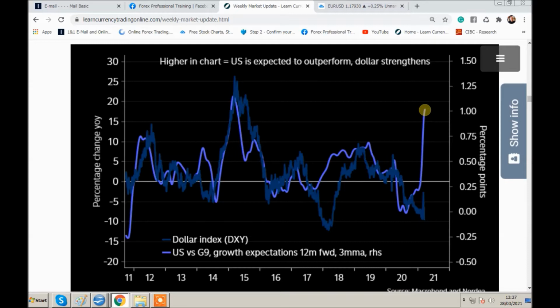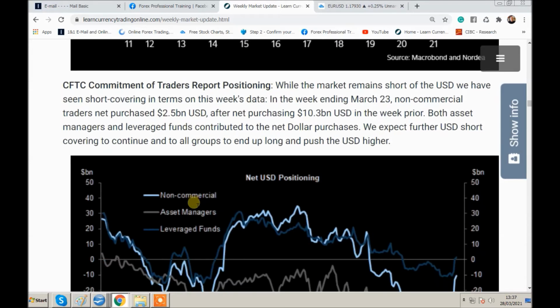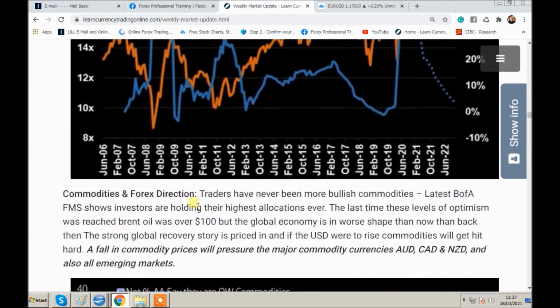Now, normally you'd have the currency responding to this. Look at the dollar index down here. Look at that gap. It's huge. That cannot continue in our view. This is very supportive of the euro going down against the USD. Of the G9 nations, expectations for the eurozone are not that great. And there's a reason why, which is the COVID impact, which I'll come to in a moment. But I want to go to my next chart.